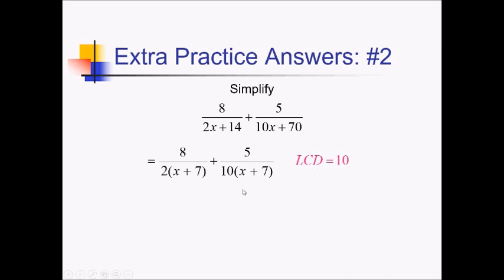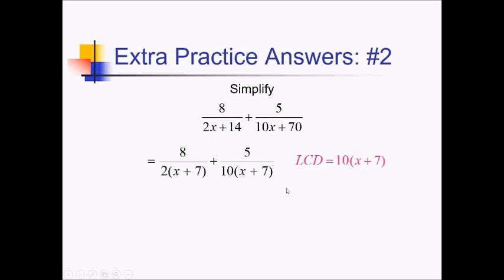So now we look at the other factors. We're definitely going to need an x plus 7 for this first denominator, and that's it for the first denominator. Now looking at the second denominator, there's also an x plus 7 there, but we've already got that covered by this x plus 7 in the LCD. So this is going to be our least common denominator.